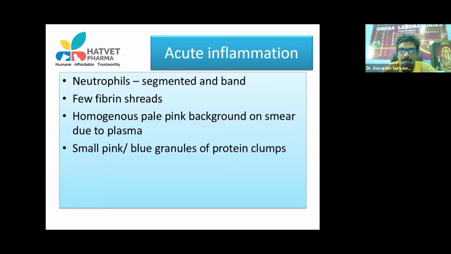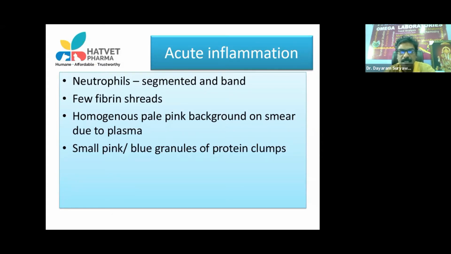Now acute inflammation. The cytology of acute inflammation is characterized by segmented cells and band neutrophils. Band neutrophils and segmented cells both are there. Then a few shades of fibrin can be present in acute inflammatory conditions. Then a homogeneous pale pink ground substance can be present, maybe due to the plasma. These types of things can be observed in the smear. Then small pink granules of protein clumps are also present in the cytological examination.